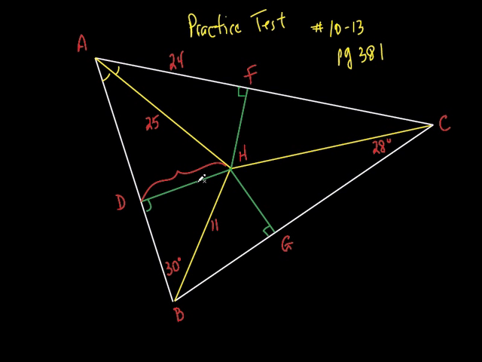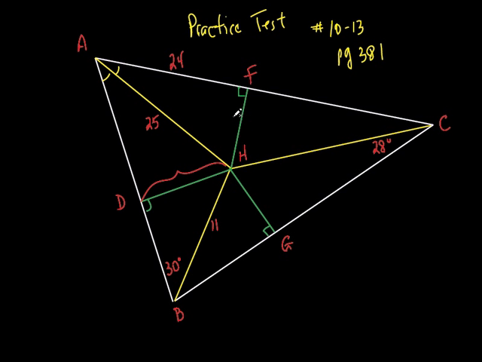So what am I going to do? I'm going to try to find one of the other green sides. And can I find one of the other green sides? FH. I can find FH. And how did I know I could find FH? Because of these sides that were given. This is 24, this is 25, and I don't know this.